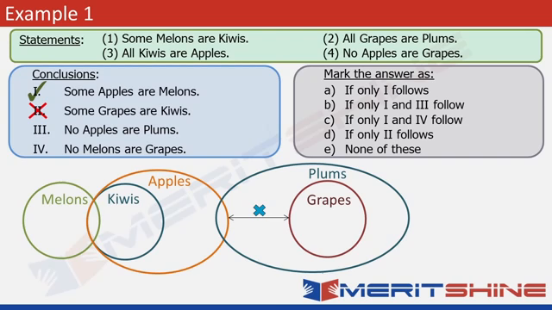So basically nothing changes. But what this new figure tells you is that apples and plums are not necessarily disjoint sets. So there can be an intersection between apples and plums as well. So it means that conclusion 3, no apples are plums, does not follow. It's not necessarily true. I hope this is understood.